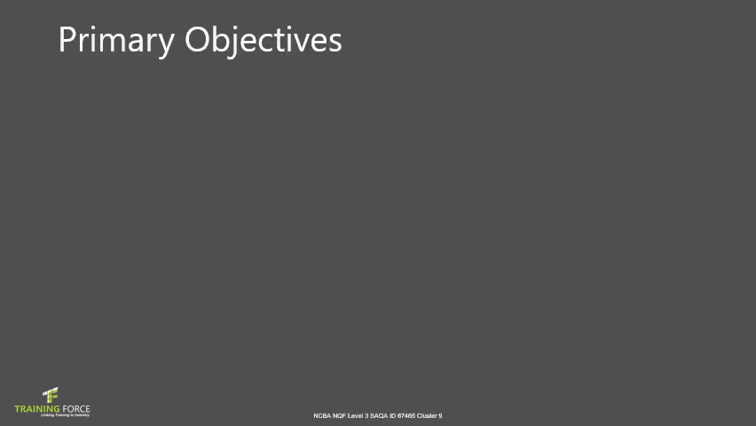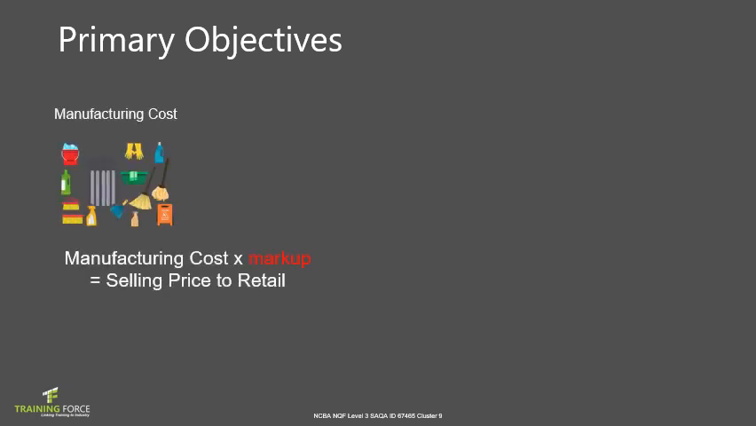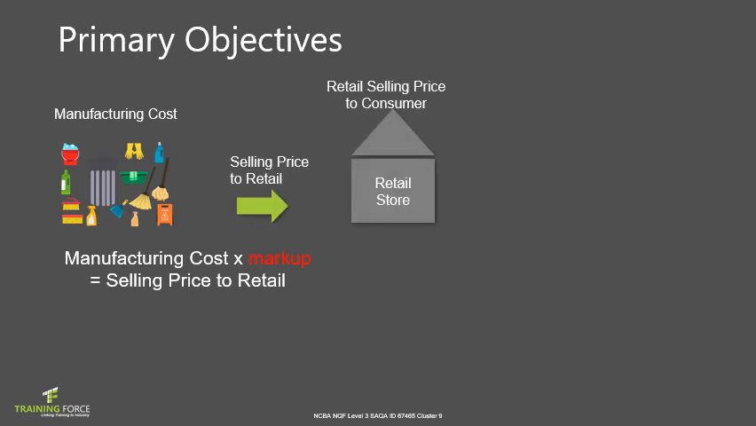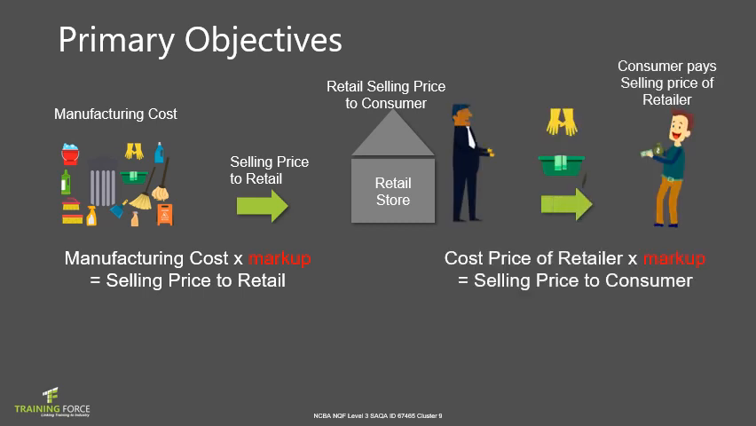So the primary objective of any business is to make a profit. The manufacturer has a cost for manufacturing the good. Then they'll multiply that by a markup price, and that will be the selling price to the retailer. The retailer then calls that their cost price, and they then put on a markup, which becomes the selling price to the consumer. This selling price minus the expenses that it costs to acquire or to manufacture the product becomes the profit for the organization.